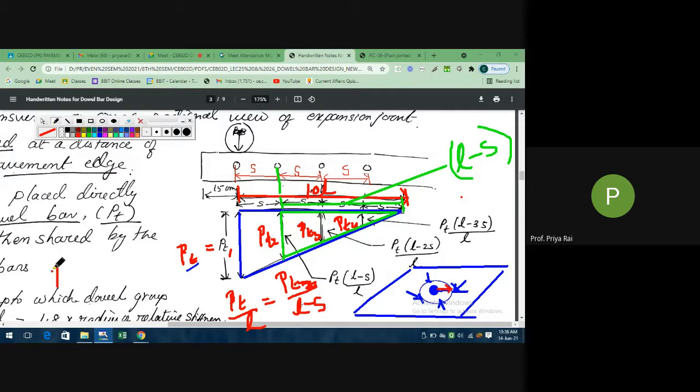So what is the value of PT2 then? PT by L equals PT2 by L minus S. So PT2 is PT into L minus S by L. Simple, right? That's the formula that I have obtained here: PT into L minus S by L. Is it clear?